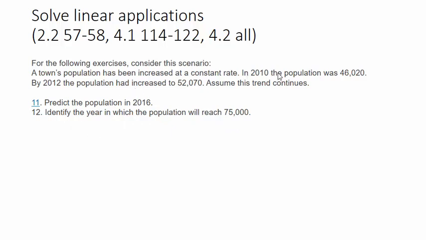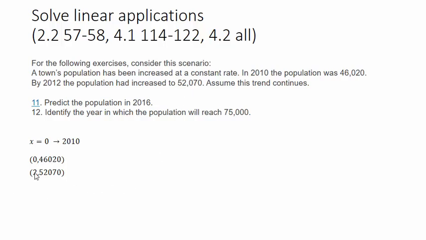So the first thing I have to do is find the equation. If I look at it, I'm really given 2 points here. If we use the actual years, we would have 2010, 46,020, and then 2012, 52,070. And we could use the years, but the numbers will get really large. It's pretty common to set a base year here. Since our first number occurs in 2010, we're going to let x equals 0 be 2010, and then measure from 2010. So our first point is going to be 0, 46,020. And then my next point in 2012, that's 2 years later, so it'll be 2, 52,070.